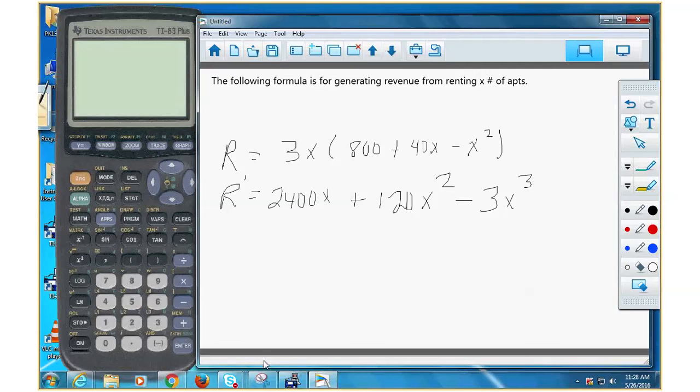Now, A, find the revenue of 10 apartments and 11 apartments. Find the difference in revenue at 10 and 11. That means you've got to use this formula, because they're just asking you to find the revenue. Find the revenue.